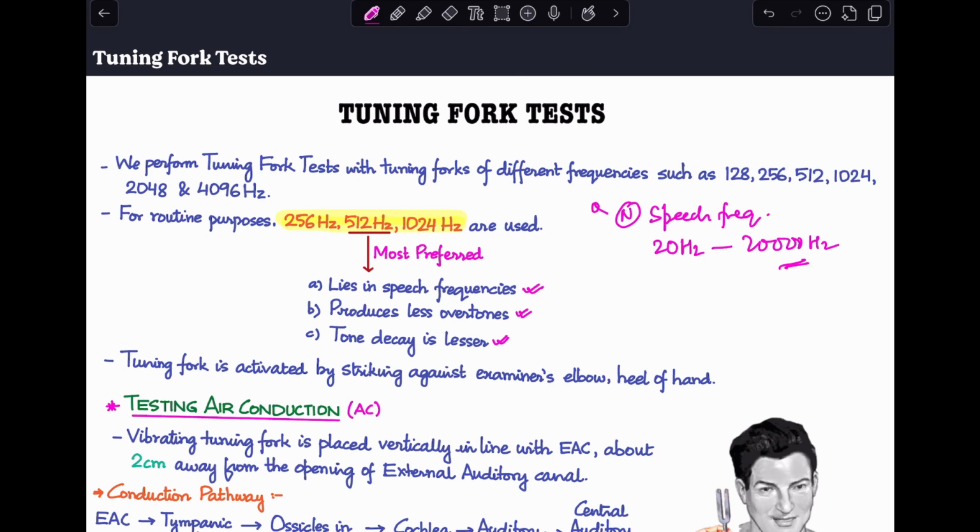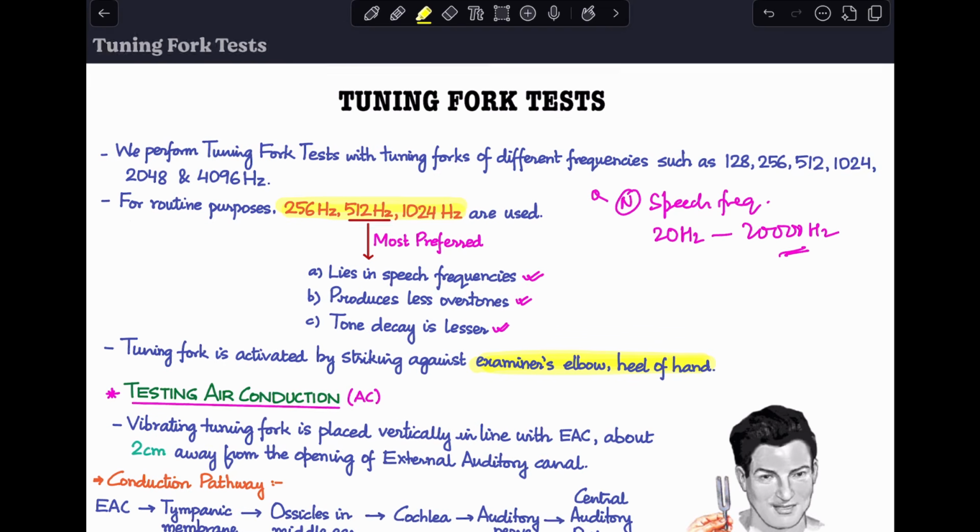Now you have a tuning fork. How do you activate the tuning fork? How do you get it vibrating? We'll vibrate it by either striking against the examiner's elbow or the heel of the hand. You should never strike it on a hard surface. So that is how we vibrate the tuning fork.